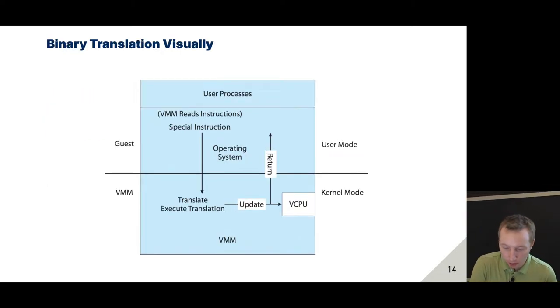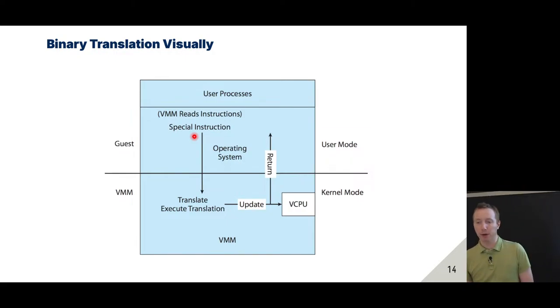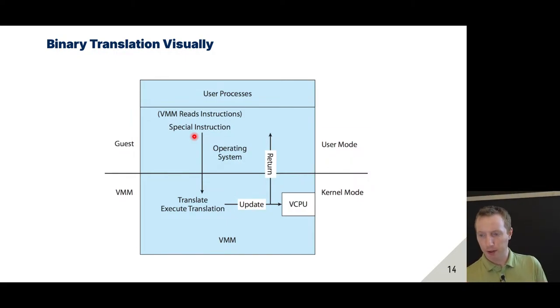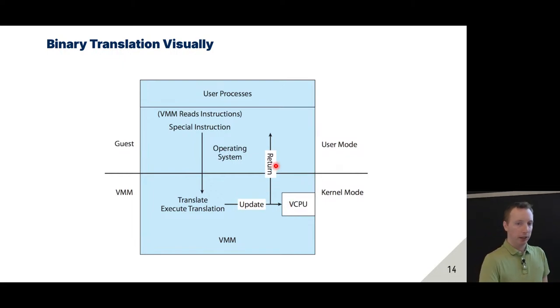So what that looks like is exactly the same thing, but now instead of just generating a trap, the hypervisor or the virtual machine manager is going to inspect the special instructions if we believe we are in kernel mode, and then it would translate or simulate what it needs to do, then update the virtual CPU that would have all of the hardware registers, and then return, keep on executing things, and let them go.